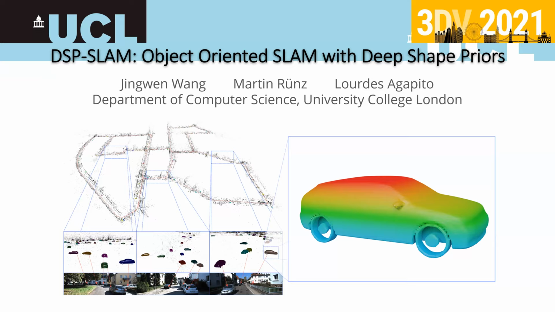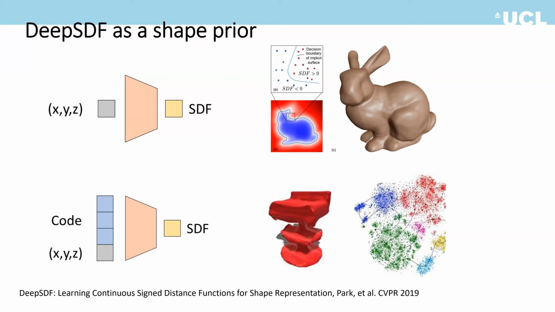The trick here is to leverage a pre-learned shape prior. Then we use that pre-learned, frozen shape prior at test time to fit our model to the observation.